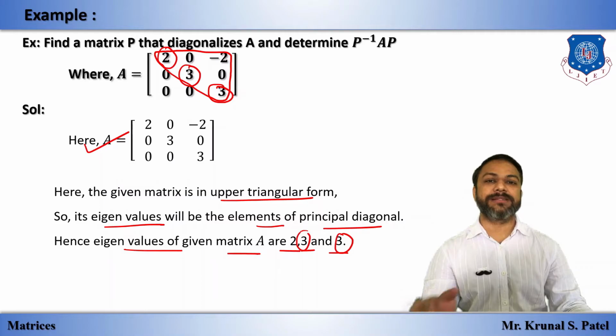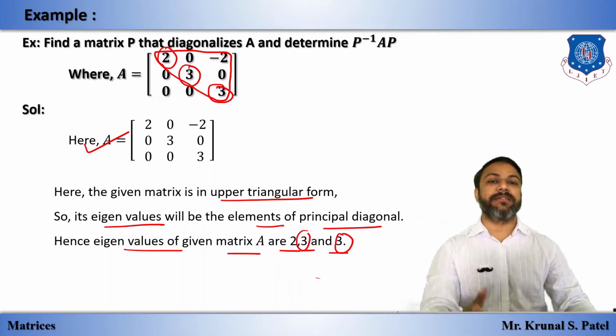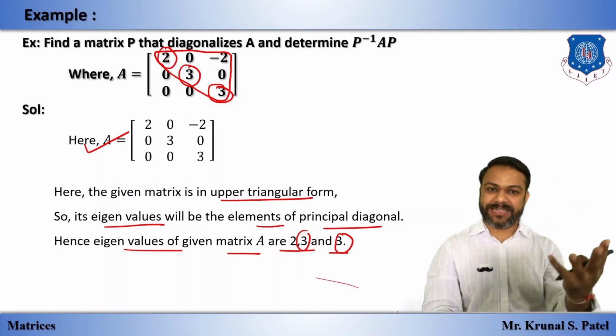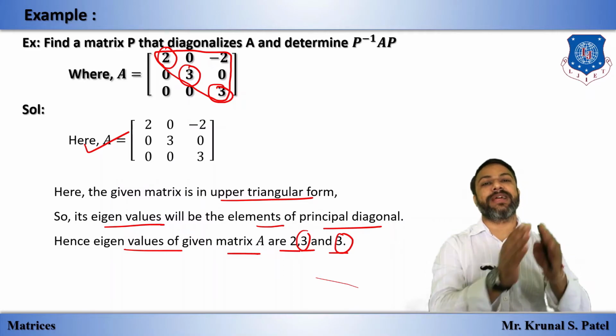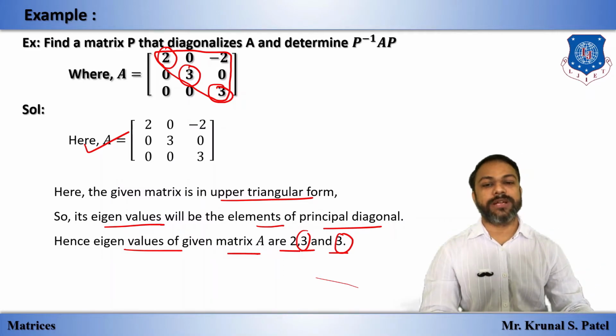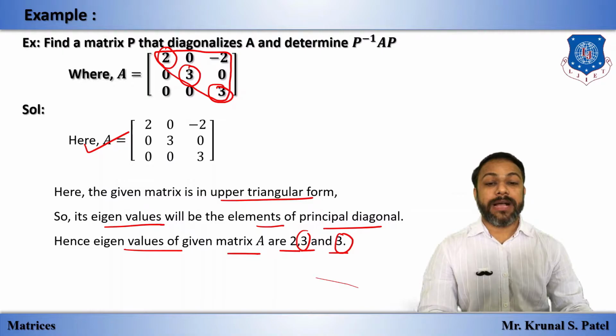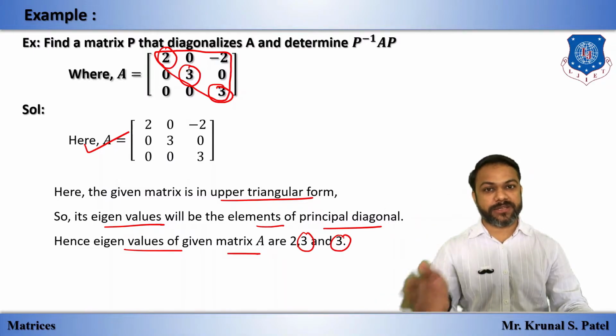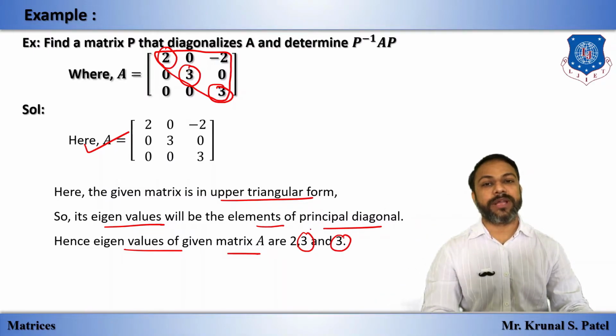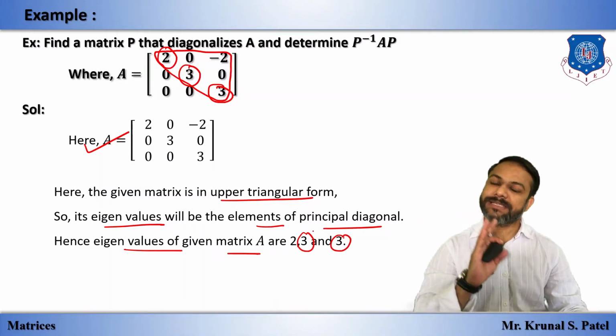For a 3 cross 3 matrix, we have 3 eigenvalues and we need 3 eigenvectors; then and only then can we find the diagonalization. I am just taking this example with a repeated eigenvalue because we didn't take one in the previous lecture, so you can understand better, but the process will be the same.